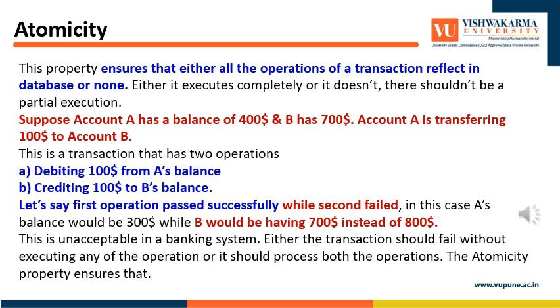Let's say the first operation passed successfully while the second failed. In this case, A's balance would be $300 while B would have $700 instead of $800. This is unacceptable in a banking system. Either the transaction should fail without executing any operation or it should process both operations. The atomicity property ensures that.